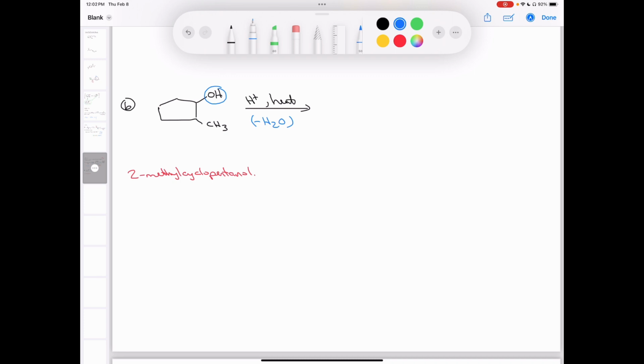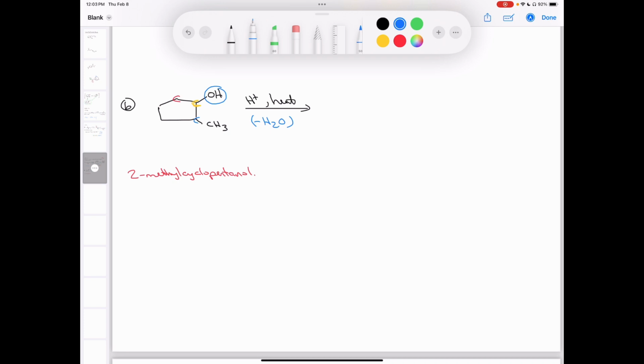So what do we do? We look at the neighboring carbons to the carbon that has the OH group attached to it. So if I highlight this carbon in yellow, this is the carbon that has the OH attached to it. Now it has two neighbors. I'm going to highlight this one in red, and I'm going to highlight this one in blue. This is for instructional purposes only, okay?